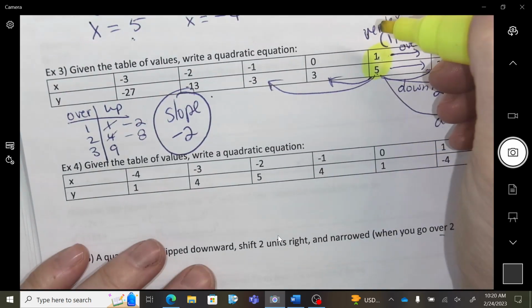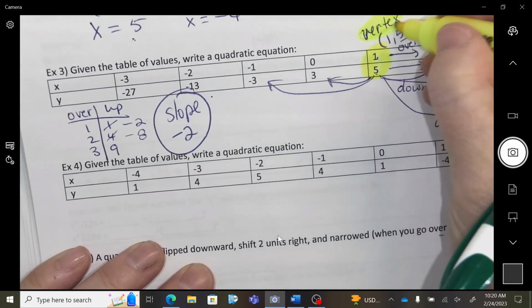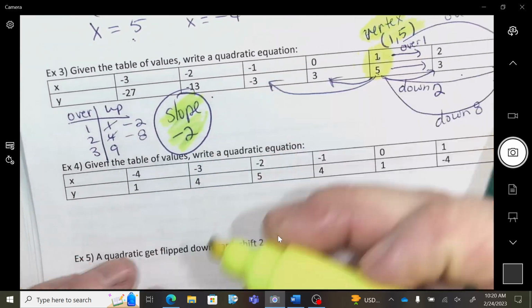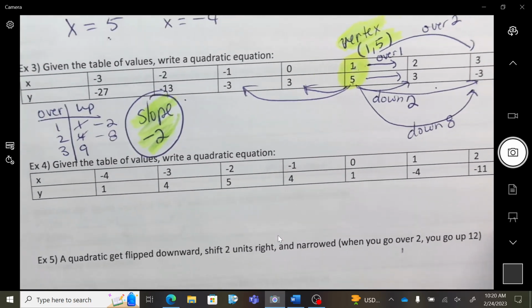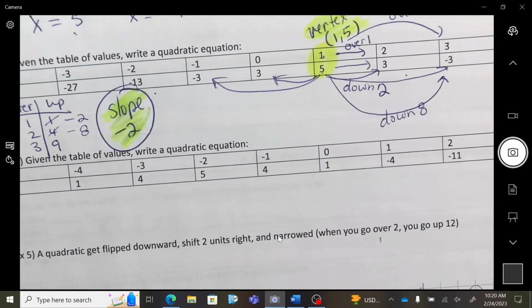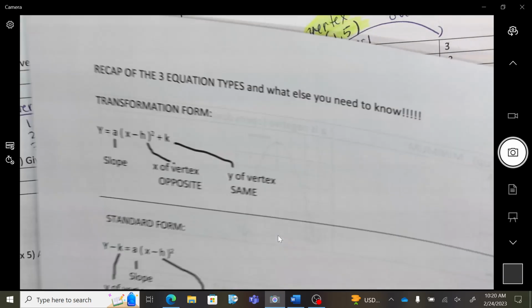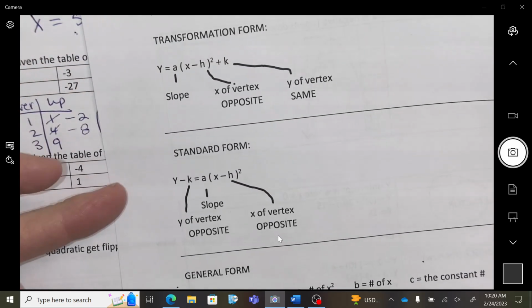Okay, here we go. We've got to plug this in and this in. Vertex and slope, it's the same as example 1. Can you do the plug-in? How are you going to plug that in? And remember, you can pick which one you want to do.